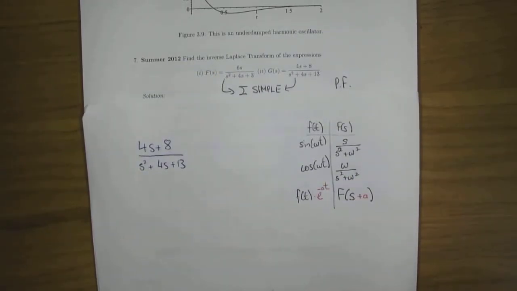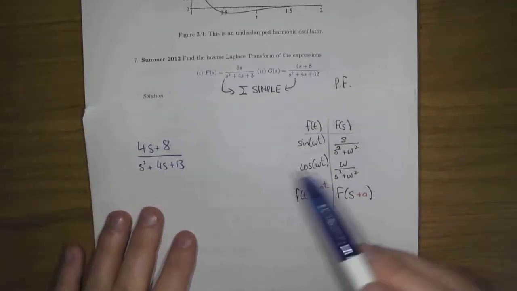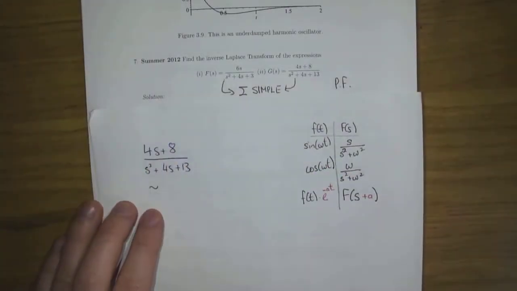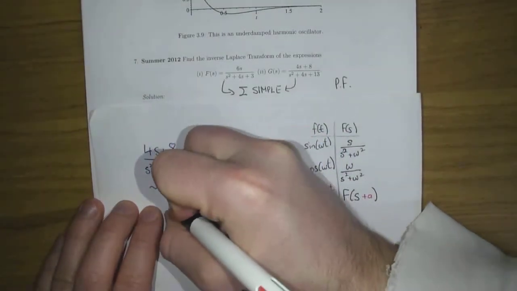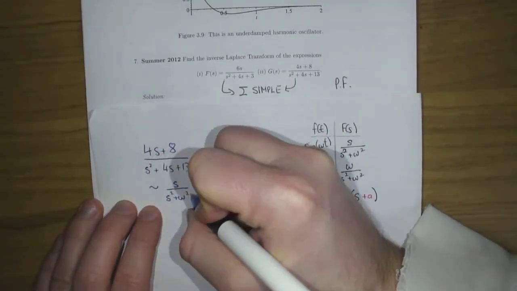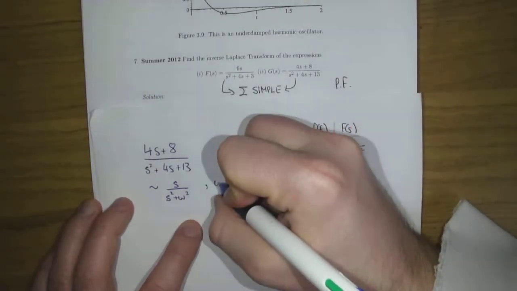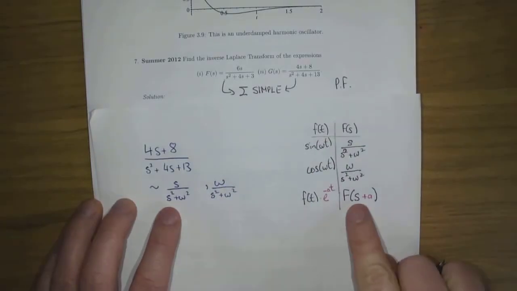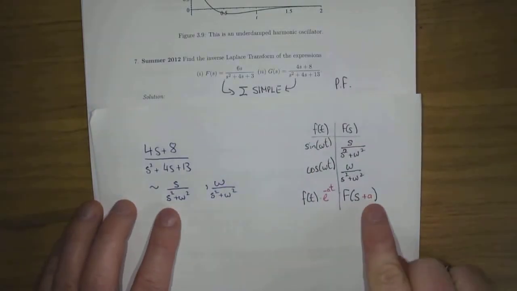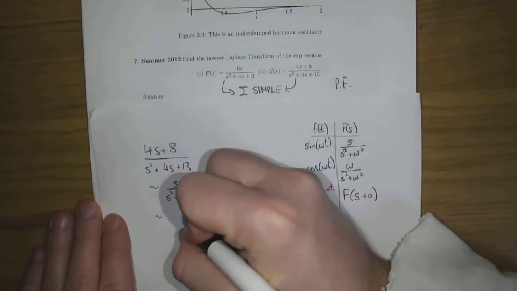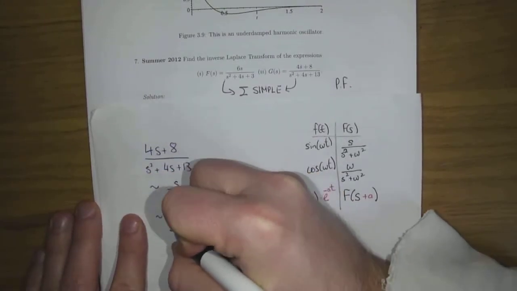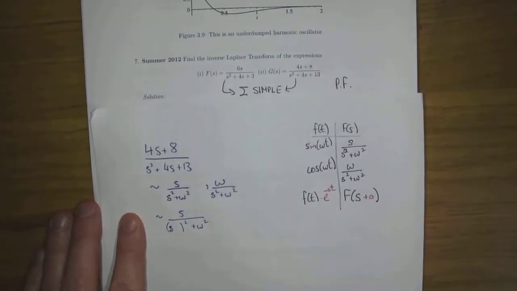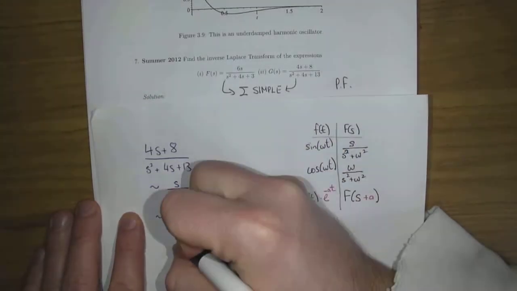So the hope would be that this looks a little bit like this and a little bit like this. So you're saying in the first instance it looks a little bit like s over s squared plus omega squared, and it also looks a little bit perhaps like omega over s squared plus omega squared, but maybe the s's have been shifted. So maybe rather than s over s squared plus omega squared, the s's are shifted.